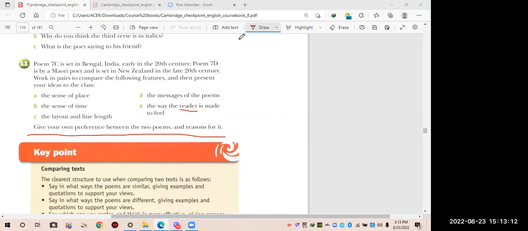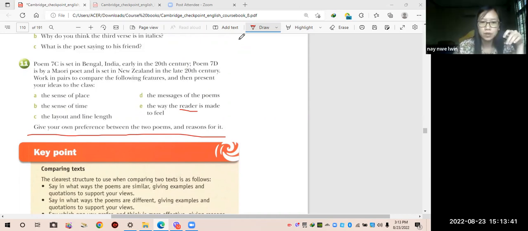Yes, for me, I prefer the banyan tree because reading this poem reminds me of my previous trips before COVID that I went on with my family, to foreign countries, also including Myanmar. But for the second poem, I think it wants to say that you should be grateful for your friends, but I think it doesn't really relate to me as I don't have that kind of experience before. Okay, so thank you.